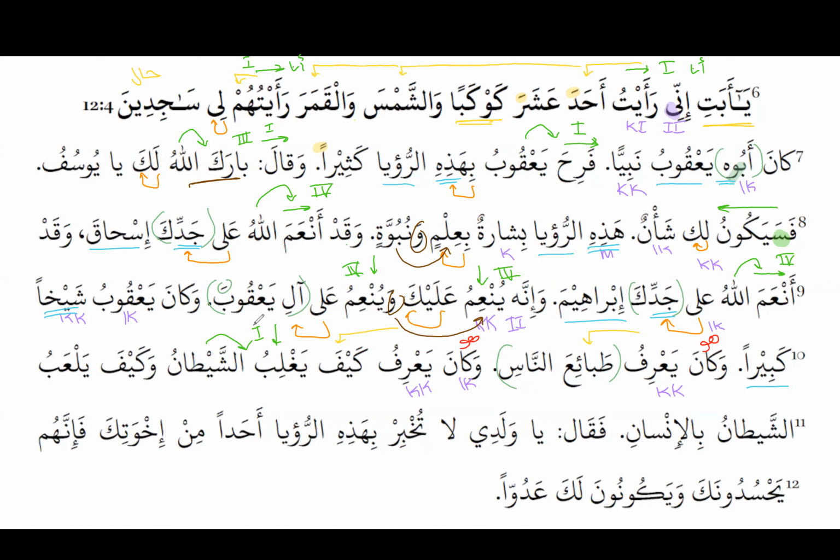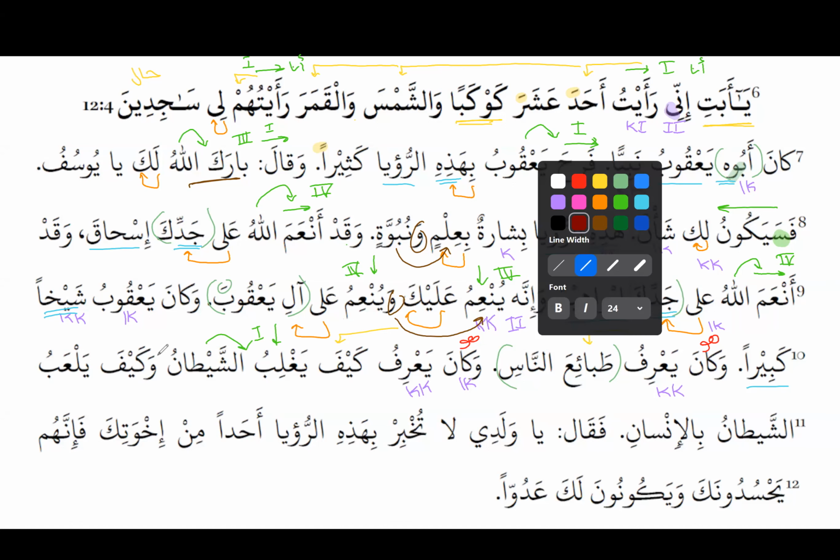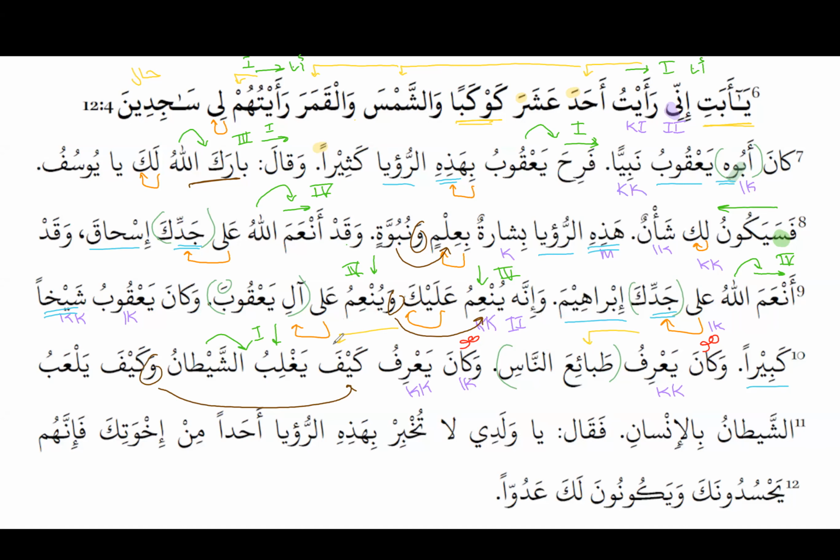And also how, so this is atif, right? This whole thing is atif of the previous kaifa. So it's like a maf'ul bihi again. وكيف يلعب, يلعب is also a fi'l mudari, form 1. Shaitan is our fa'il again. So he knew how shaitan plays. كيف الشيطان يلعب بالإنسان, with man. جار ومجرور construct. B is our حرف جر. الإنسان is our اسم مجرور.